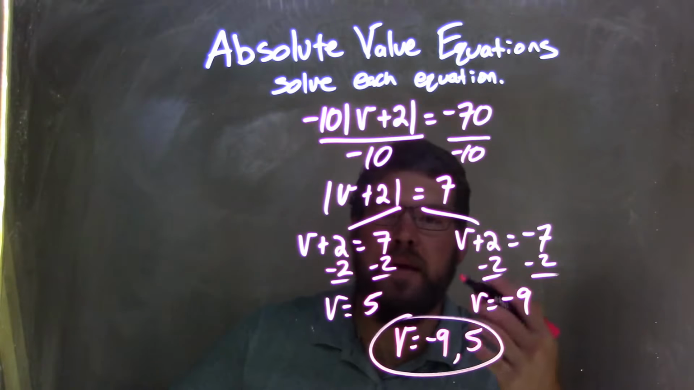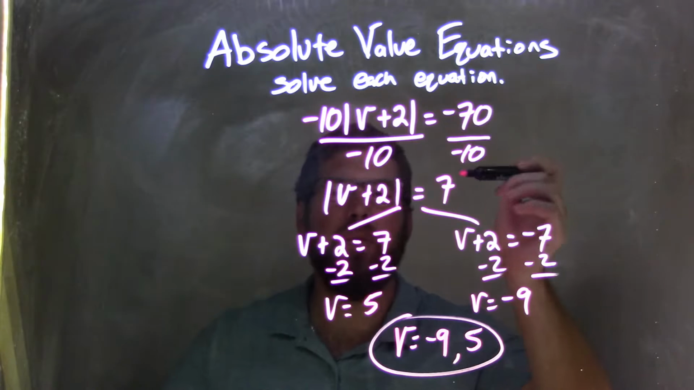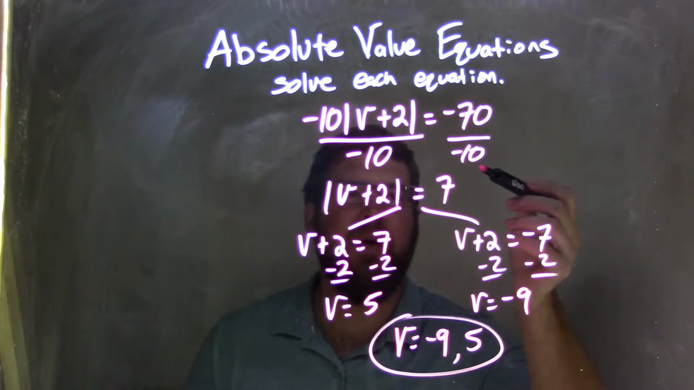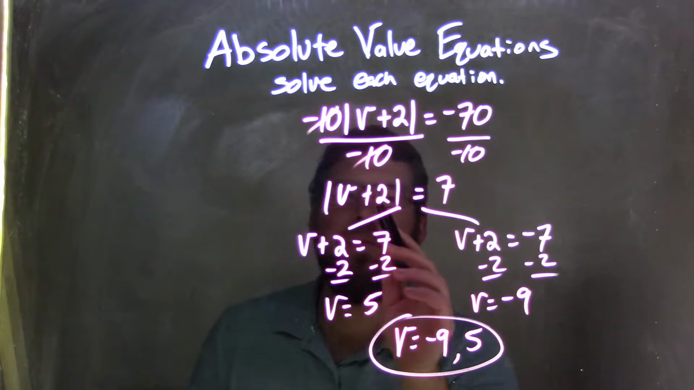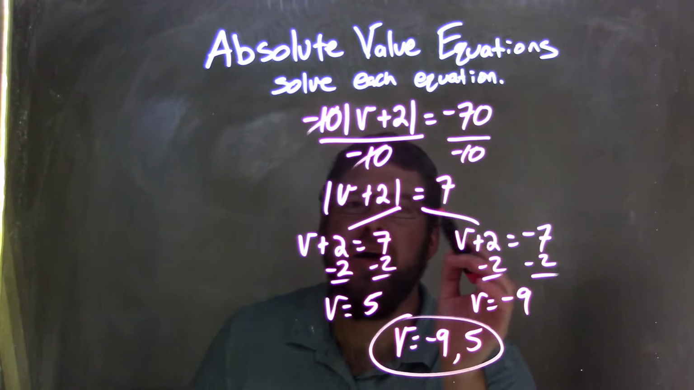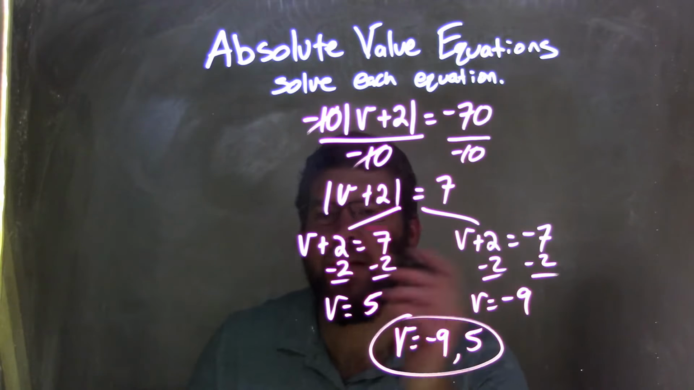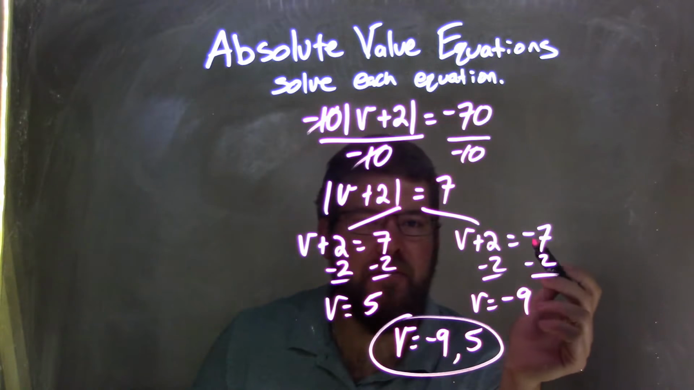Okay? So let's recap. We started with negative 10 times the absolute value of v plus 2 equals negative 70. To isolate the absolute value, I divided both sides by negative 10, leaving me, right, these cancel, the absolute value of v plus 2 equals 7. From there, since the absolute value is isolated, I can break this apart into two equations, leaving me with v plus 2 equals positive 7 and v plus 2 equals a negative 7.